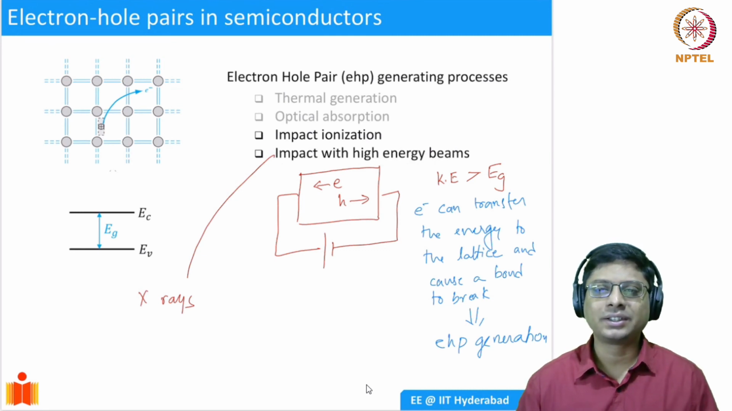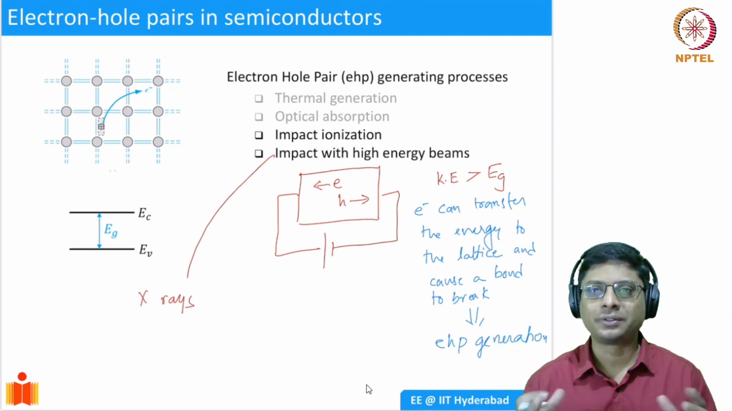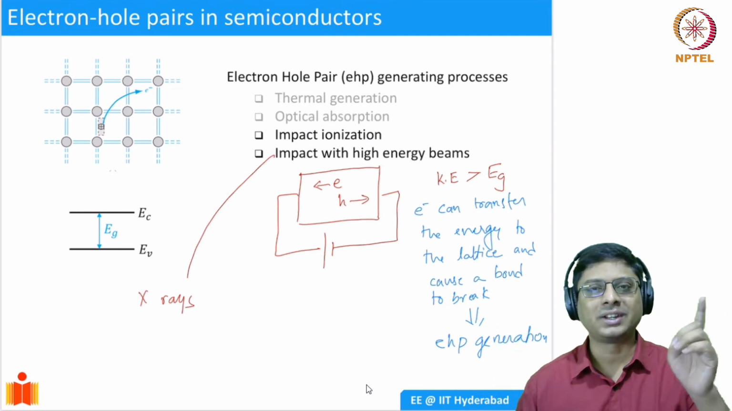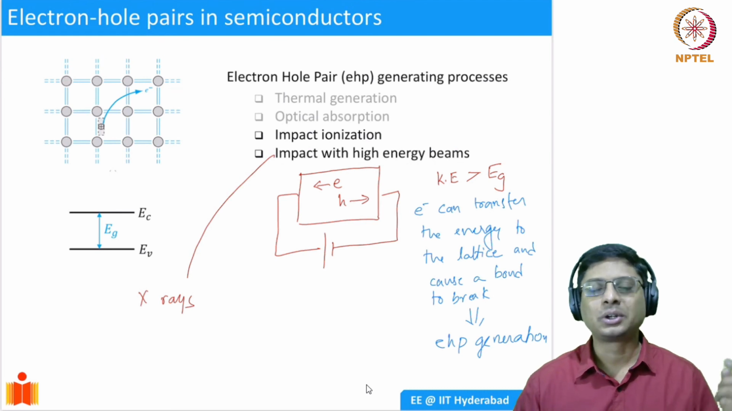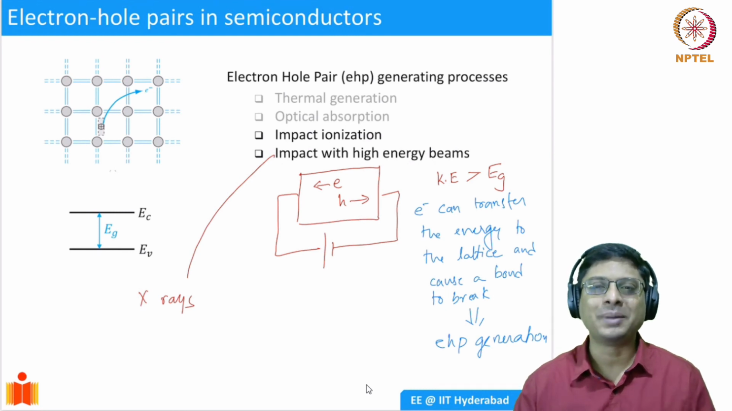This sort of impact with high energy beams is very significant in space. On Earth, the atmosphere protects us from all the high energy radiation. It blocks all of it, and so we are safe. But the moment you send a satellite into orbit, there's a lot of high energy radiation, and that causes a lot of electron hole pairs in the electronics in the satellites. So you have to do something special to make sure that the electronics still works. This is a branch of semiconductors that I'm sure ISRO and others are interested in.